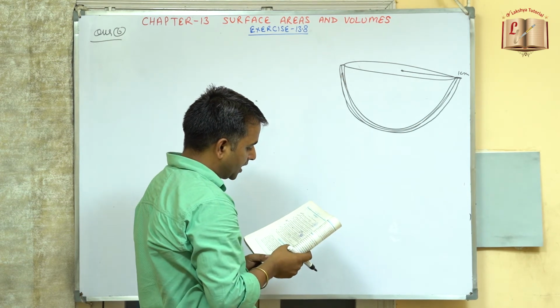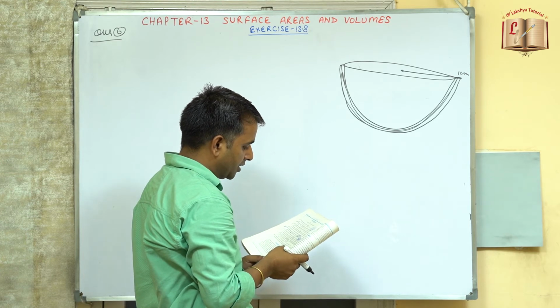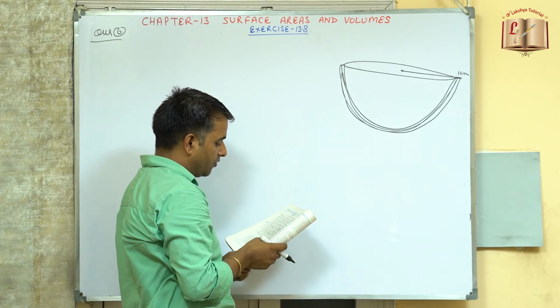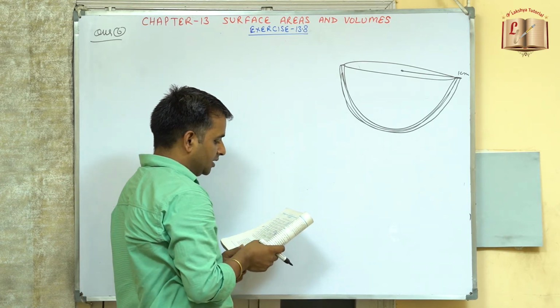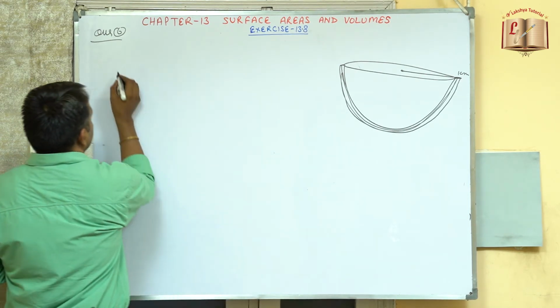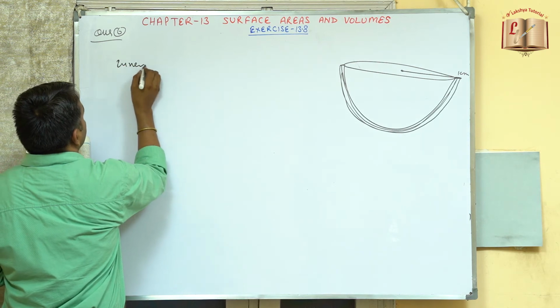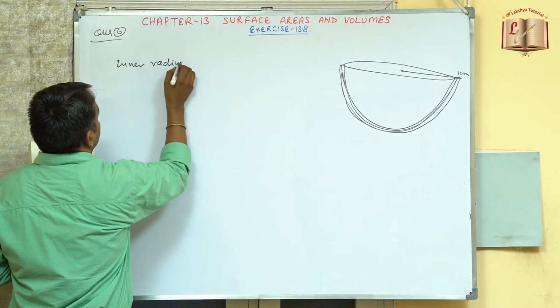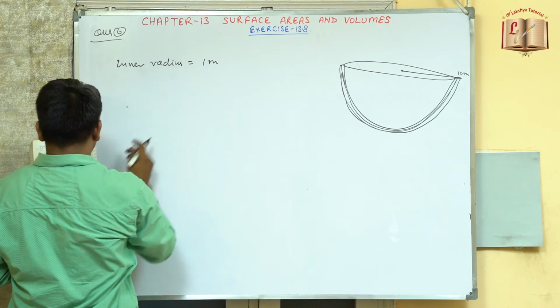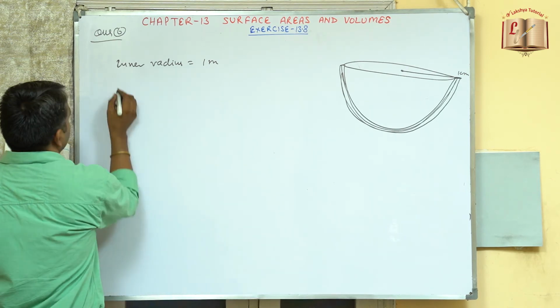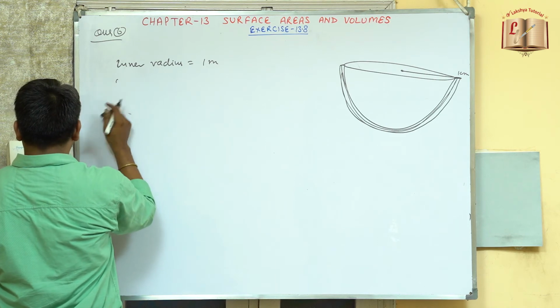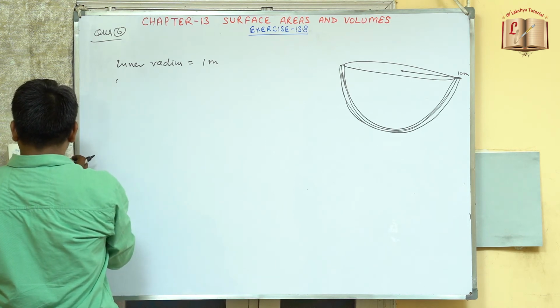A hemispherical tank is made up of an iron sheet of 1 centimeter thick. If the inner radius is 1 meter, then find the volume of the iron used to make the tank. So the inner radius is given to us: inner radius equals 1 meter. We need to find the volume of the iron.